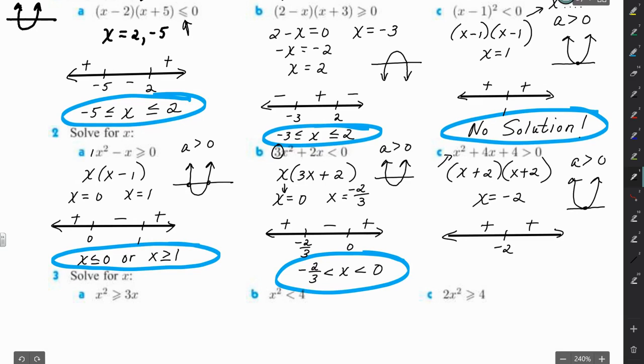Let's go back and read the inequality. So where is this quadratic greater than 0? Well, it's greater than 0 everywhere except where x is equal to -2. So in this case, our solution is just that x does not equal -2.